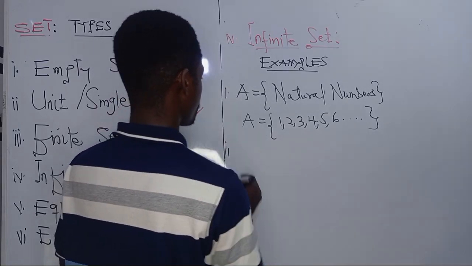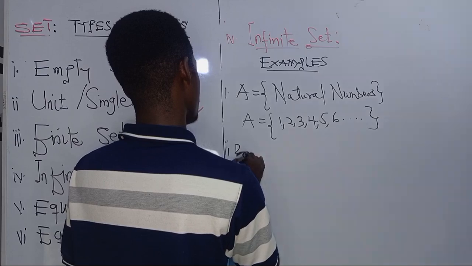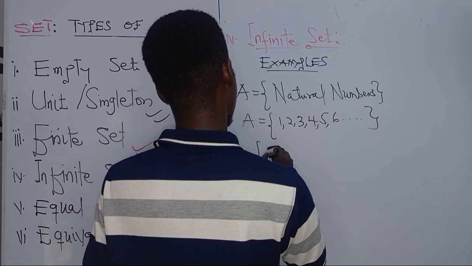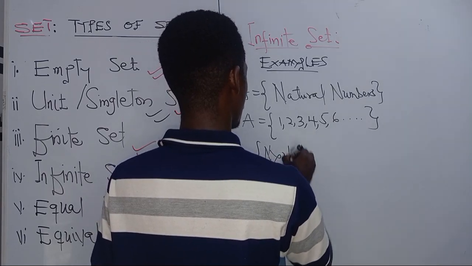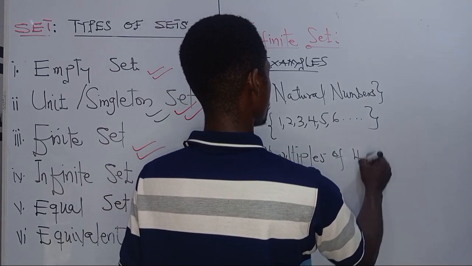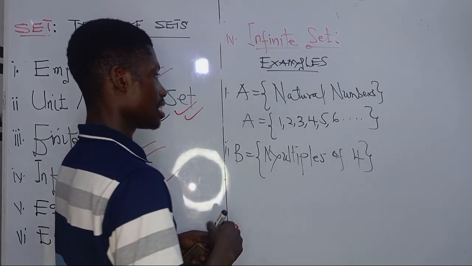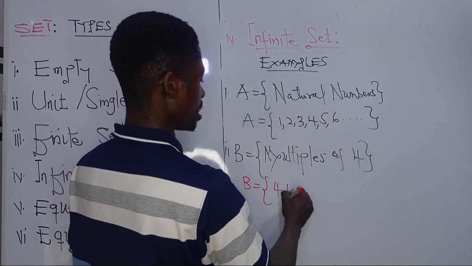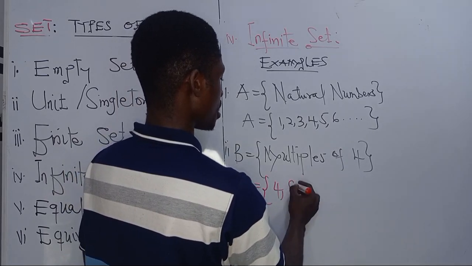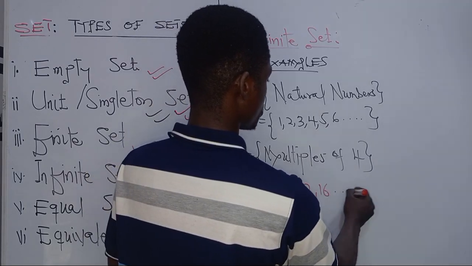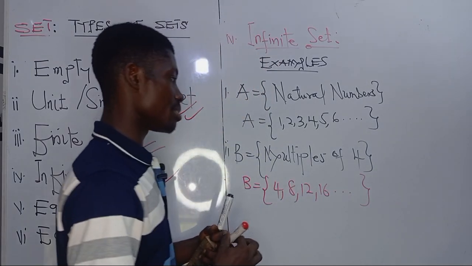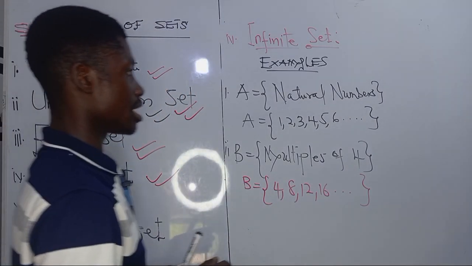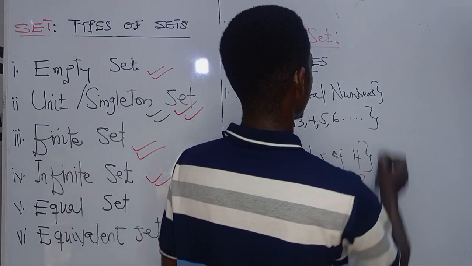Another example is, let's say you have set B, which contains multiples of 4. So you realize that if you have to list the elements for set B, we are going to list all these elements till the kingdom come, because we don't know the last element for the multiples of 4. Let's move on to the equal and then equivalent set.